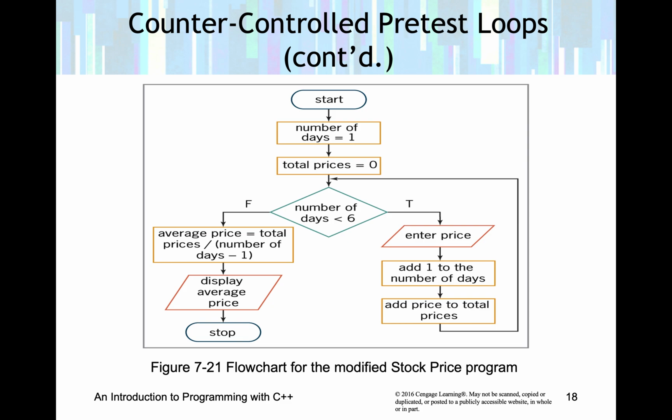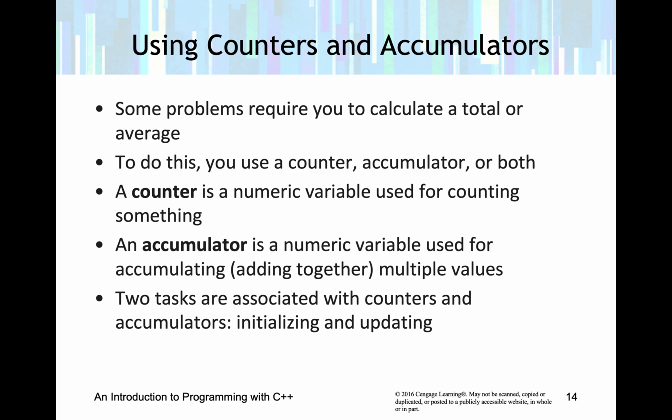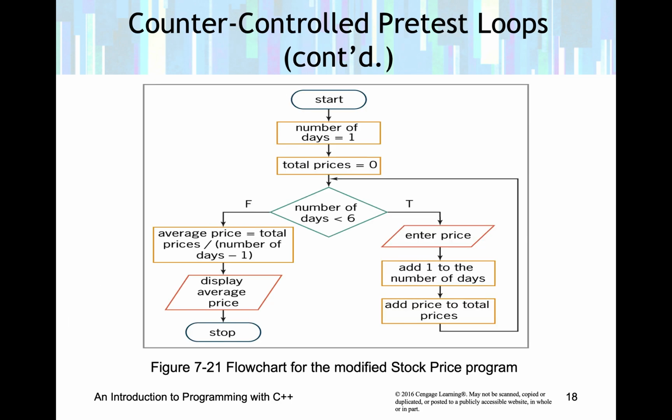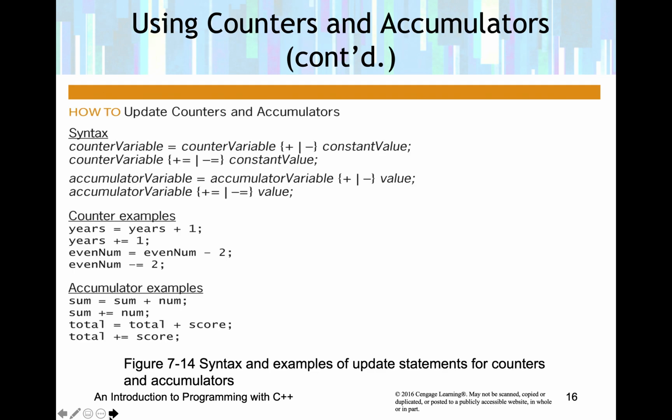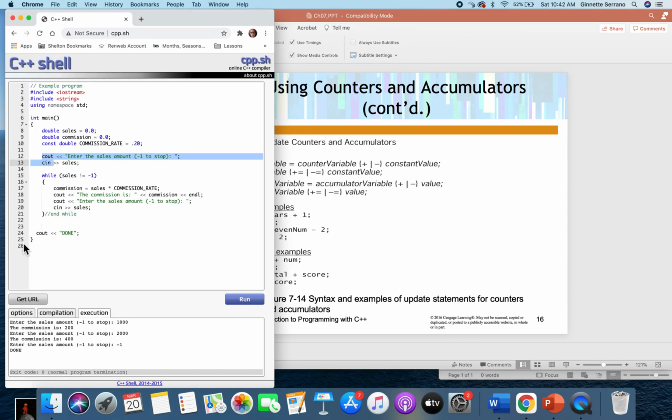All right, before we go to the counter control loop, there's something here that was really important. There are two tasks associated with counters and accumulators. One is initializing and one is updating. So let me see. I want to show you what that is saying with counters. Let's go over here. We have our sales, our commissions.